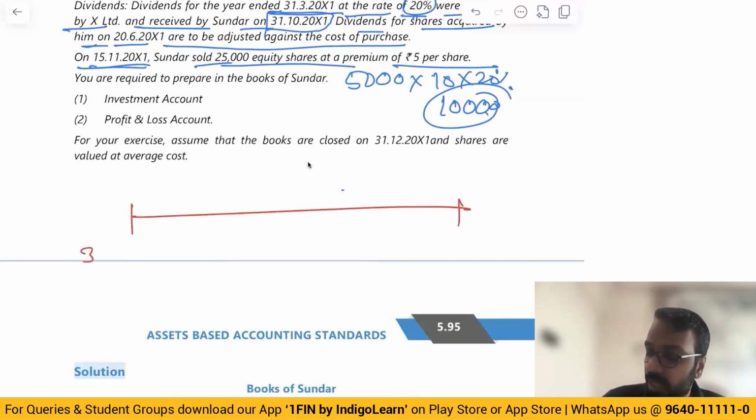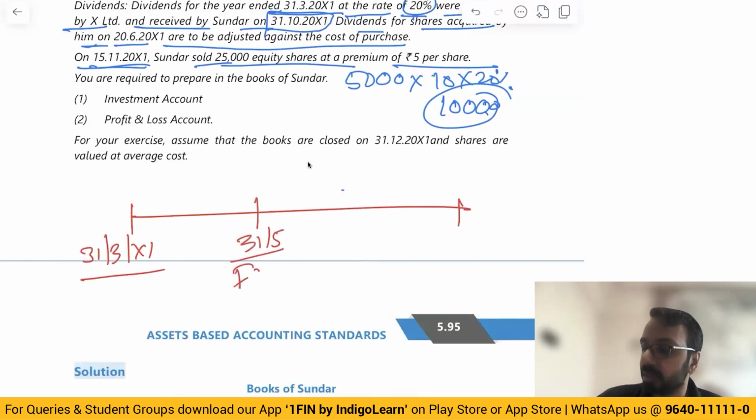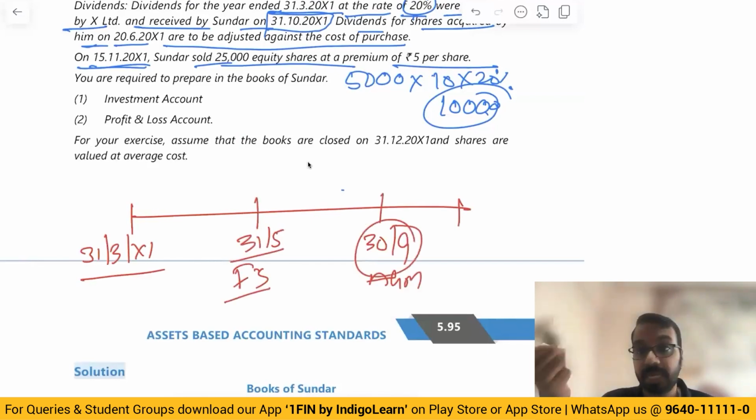This is 31st of March of year 1, financial year end. Let us say 31st of May is when the financial statements are signed. Somewhere around 30th of September, AGM is held. In the AGM, they declare the dividend. They declare. So this is the date of declaration.